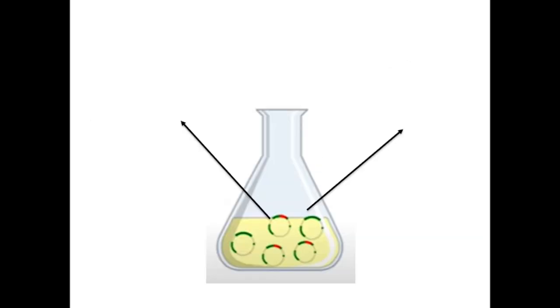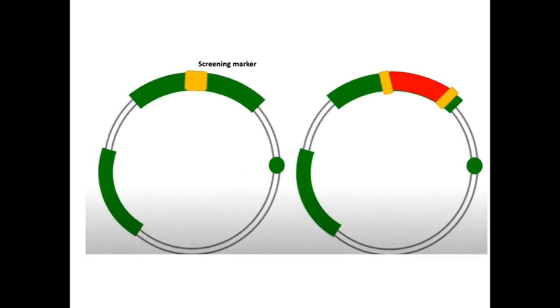But here the problem is not solved. The problem is that some of the plasmids self-ligate and do not have our gene of interest. Then how do we differentiate whether a plasmid has our gene of interest or is a self-ligated one not taking our gene of interest? For that, we need screening markers. Mostly in the multiple cloning site, there are several genes.